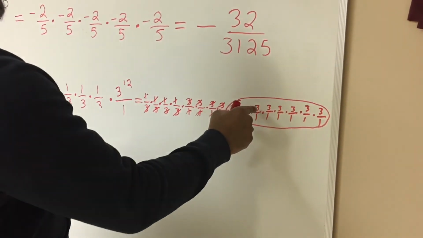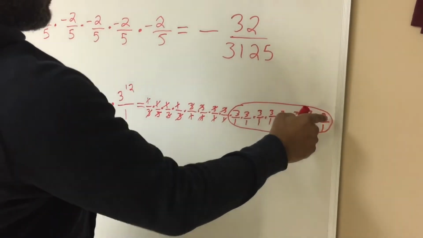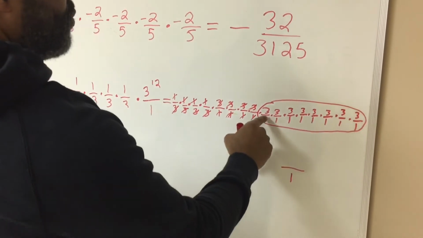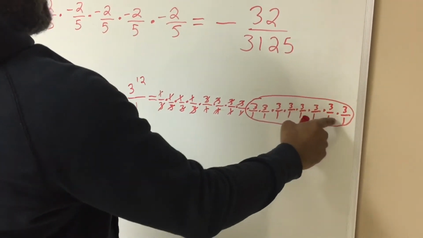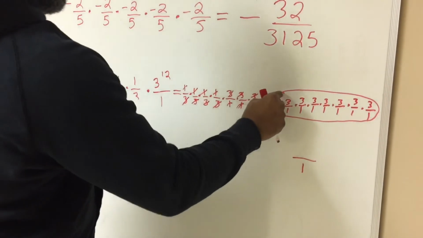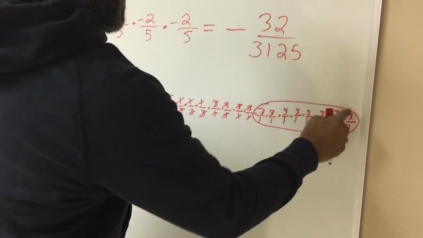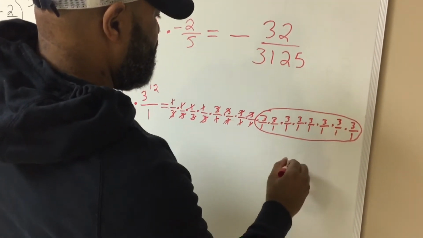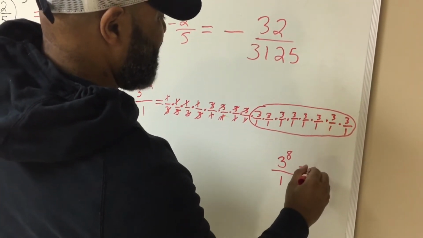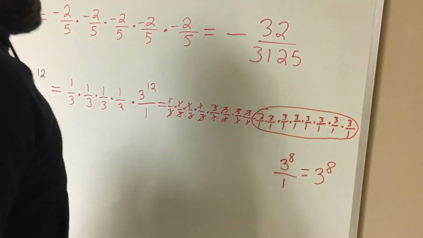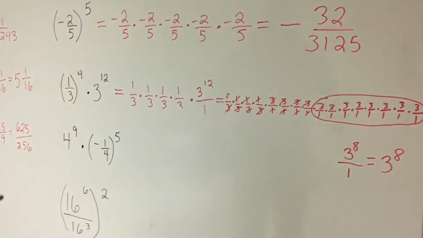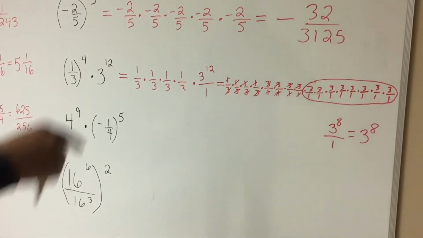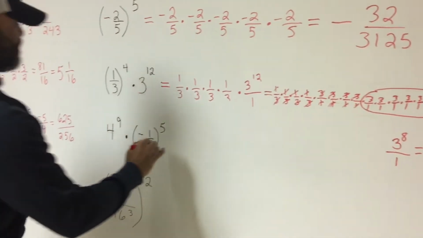So 3 times 3 times 3 times 3 times 3 times 3 times 3 times 3. If I multiply all those 1's, I'm going to have a 1 on the bottom, because 1 times 1 times 1 times 1 times 1 times 1 times 1 times 1 is 1. And 1, 2, 3, 4, 5, 6, 7, 8. So that's 3 to the 8th power over 1, which is the same thing as 3 to the 8th, which is the same thing as 3 times 3 times 3 times 3 times 3 times 3 times 3 times 3. I don't feel like doing that right now. Maybe I'll come back to it.